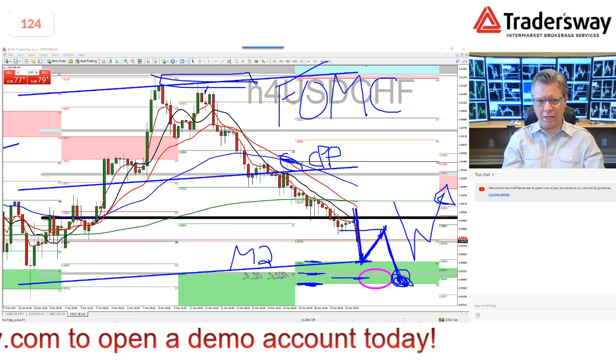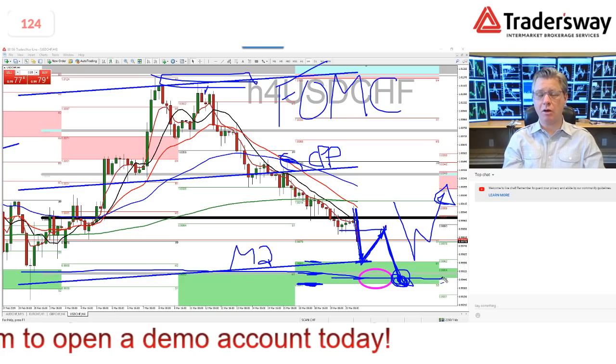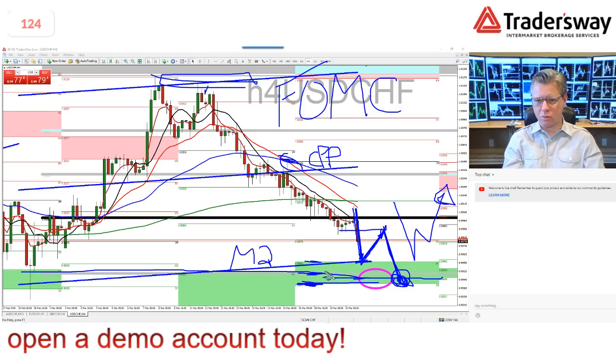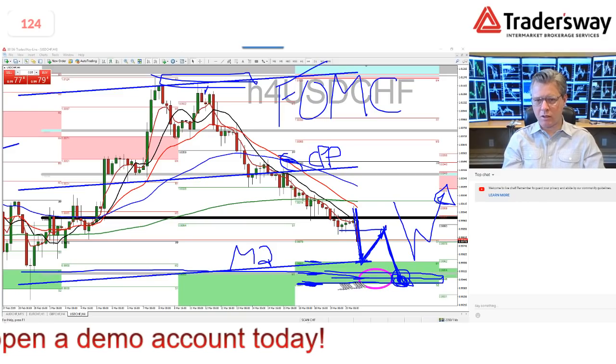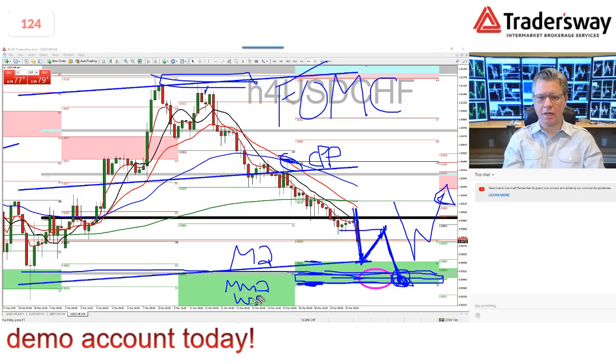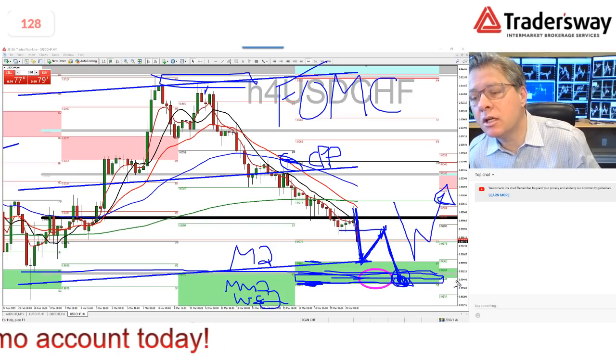So I'm now looking at the monthly M2, which is part of the counter trend monthly swing, in conjunction with this weekly swing. So there's a confluence I'm going to call between monthly M2 and weekly S2. So it's that zone between there or whatever.